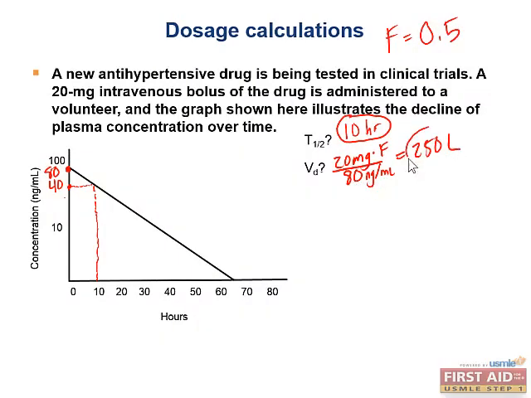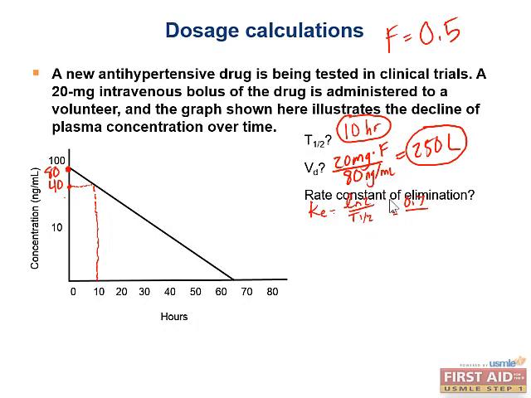But for our instance, just remember that our volume of distribution, given an IV bolus, which has a bioavailability of 100%, is going to be 250 liters. Okay, so what is the rate constant of elimination? Well, remember our rate constant of elimination is our Ke. Remember that's equal to natural log of 2 divided by half-life. Okay, so natural log of 2 can be simplified to 0.7. 0.7 divided by our half-life, which was 10 hours.